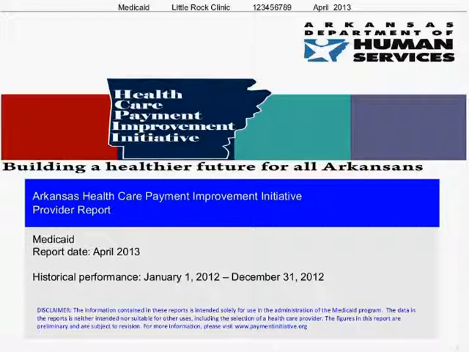Please note the disclaimer at the bottom of the page, which states the information contained in this report is intended solely for the use of administration of the Medicaid programs. The data in the reports is neither intended nor suitable for other uses, including the selection of a health care provider. The figures in the reports are preliminary and are subject to revision. For more information, please visit our paymentinitiative.org website.